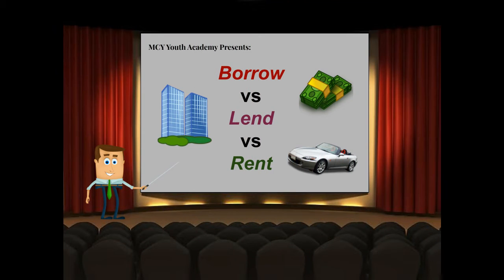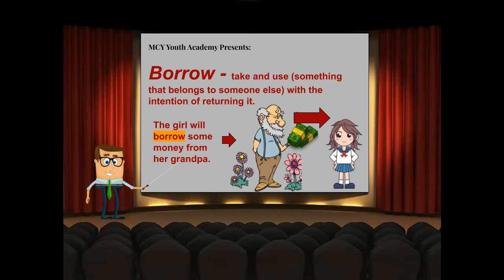In this week's episode, we will take a look at 3 verbs that can often be confusing: to borrow, to lend, and to rent. So, let's begin. First, we're going to look at the verb to borrow. We use borrow when we're talking about something that belongs to someone else that we're going to take and use with the intention of returning it. For example, the girl will borrow some money from her grandpa. That means her grandpa will give her some money and she will give him back the money in the future.